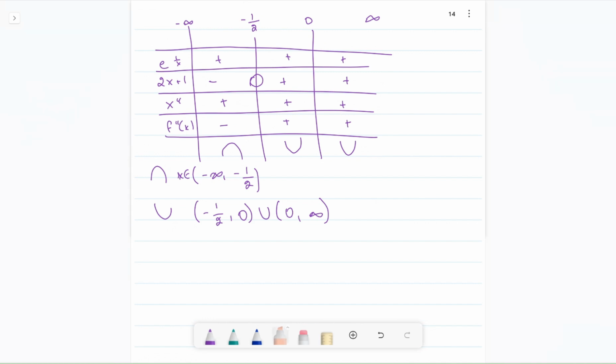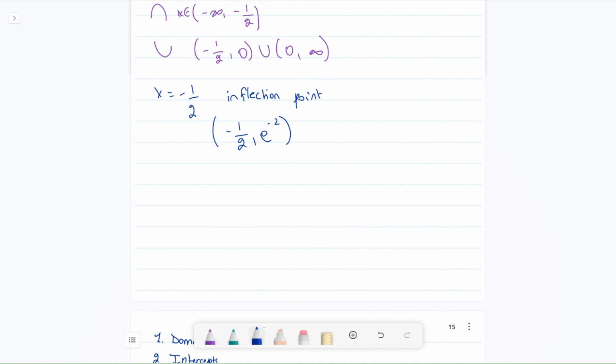So again, when the concavity changes as we have here, this means we have an inflection point. So x equals negative half is an inflection point. Let's find its coordinates. So negative half and e to the power of 1 over x. So e to the power of 1 divided by negative half, so e to the power of negative 2. These are the coordinates of the inflection point.